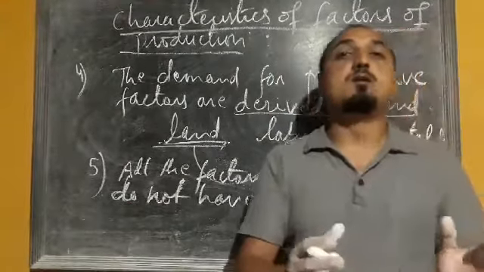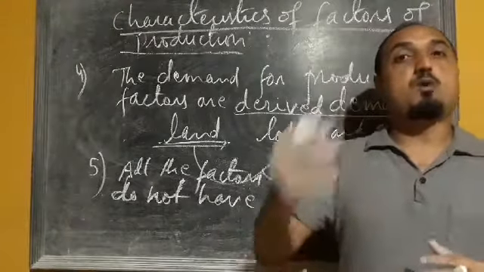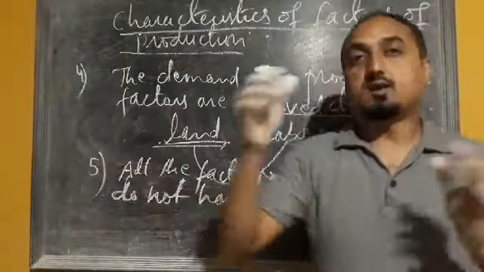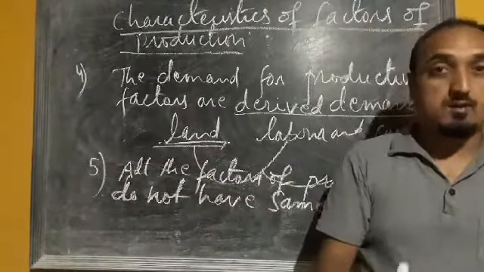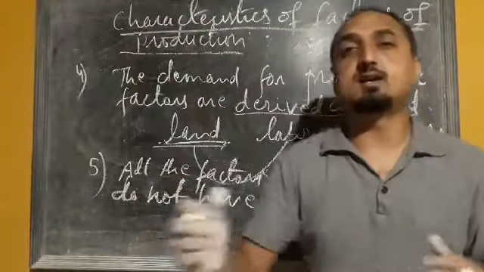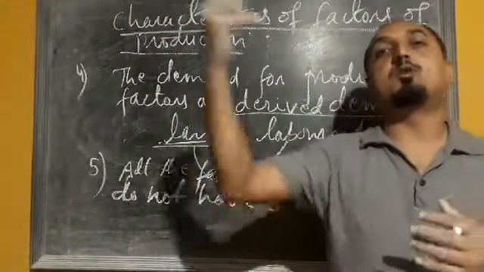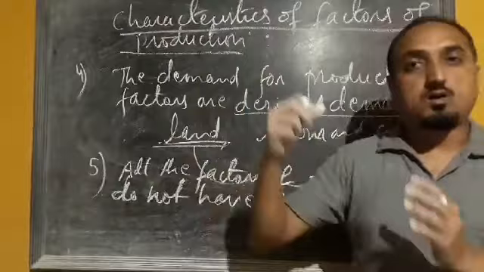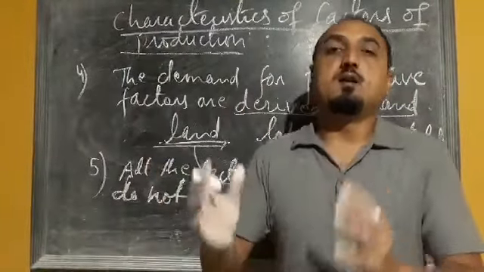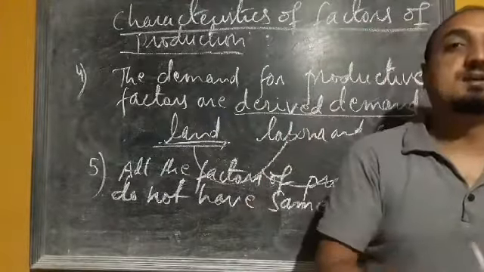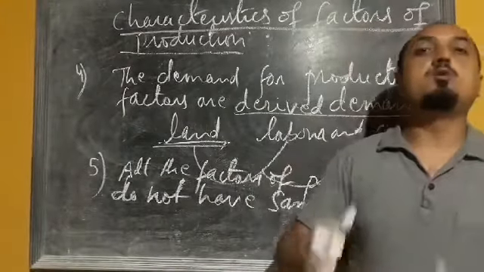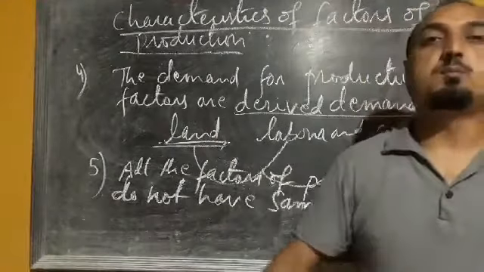Similarly, labor can be shifted from one job to another job. So agricultural labor can be easily shifted to the industrial sector. So labor can be easily employed in industry, or similarly the labor who are working in industry can come back and again engage themselves in the agricultural sector. So labor is more mobile than the other factors of production.